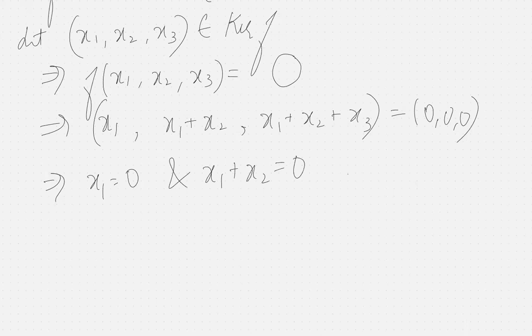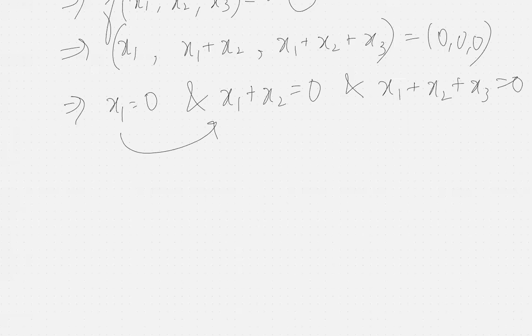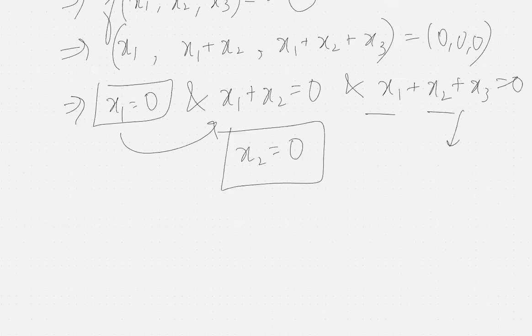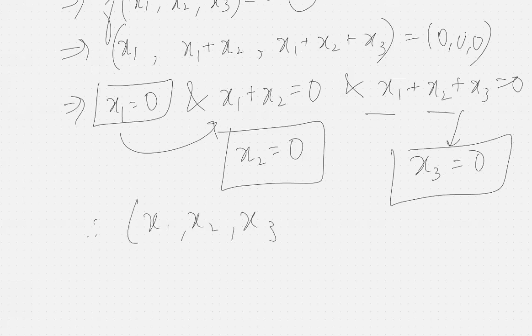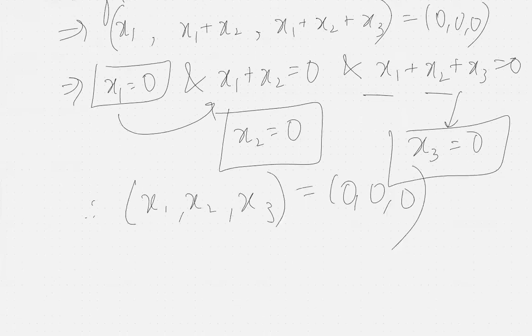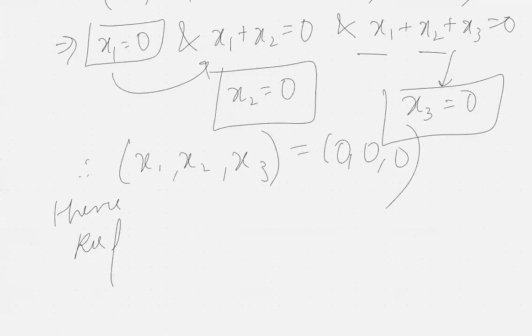Now it's very easy to solve. If you put the first equation into x1 + x2 = 0, we get x2 is also equal to 0. If you have three variables and three equations, just solve them. Now x1 is 0, x2 is 0, and from here we come to know that x3 is also equal to 0. So (x1, x2, x3) is nothing but (0, 0, 0). Hence, kernel f is equal to only one element, that is (0, 0, 0).